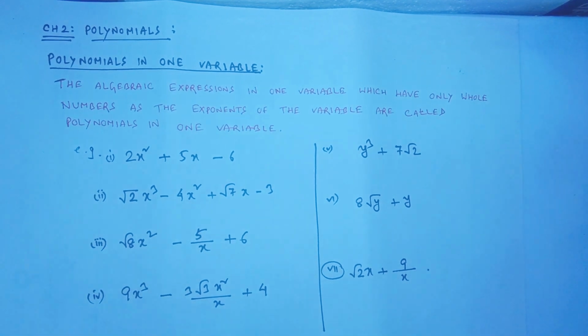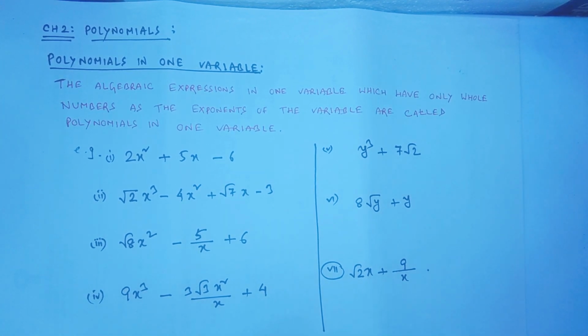This is our next chapter, chapter 2, polynomials. Let us first discuss the definition. Before I start the definition, you see the topic, polynomials in one variable. So while going for the polynomials, we will have only one variable, not two or three variables together in the polynomial.